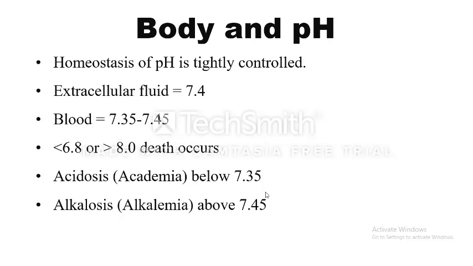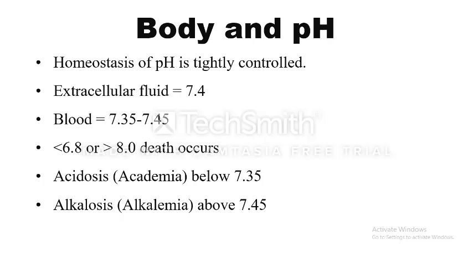Homeostasis, or the change of pH, is tightly controlled in our body. Extracellular fluid has a pH of 7.4. Blood has a pH of 7.35 to 7.45. This is the range of the pH of the blood. Below 6.8 or above 8 pH, death occurs.